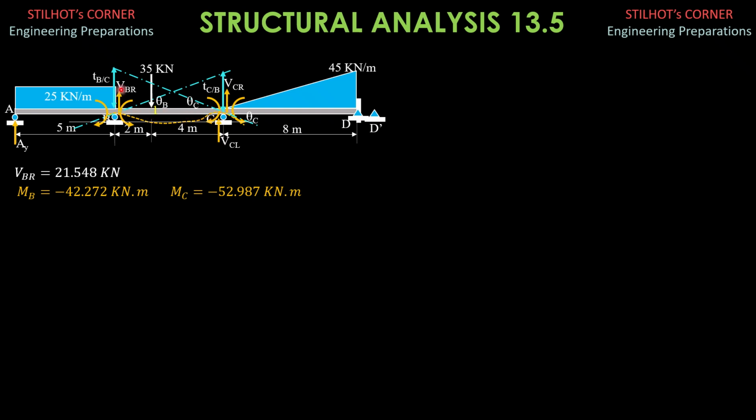So before we can write the three-moment equation on span B1C, we need the moment at 1, which is simply shear at B just to the right. So it is clockwise positive. Remember the sign convention. Times 2, then minus this moment, which is 42.272. So moment at 1 is 21.548 times 2, then plus supposedly this moment, because this is counterclockwise about 1, so it is minus negative 42.272. So moment at 1 is 0.824 kilonewton meter.